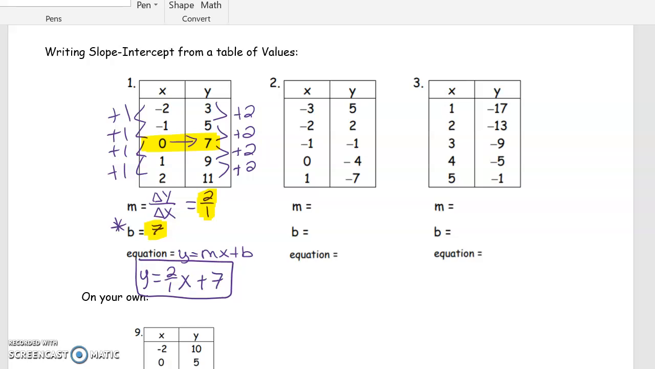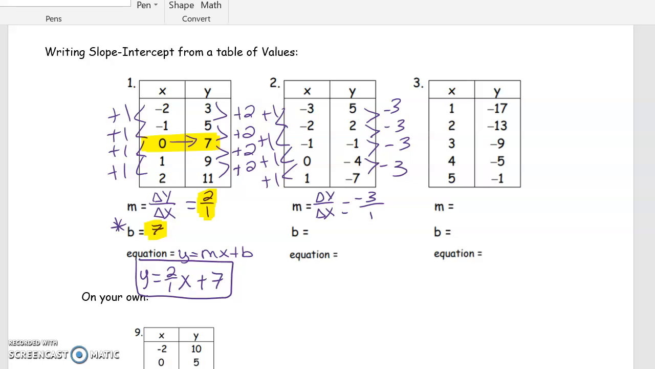Finding the m is a review. So we go down, we find our change in y. Here, it looks like it's -3 every time. Our x looks like it's +1 every time. We're adding 1. All right, so our slope, change in y over change in x, in this case, is -3 over +1.